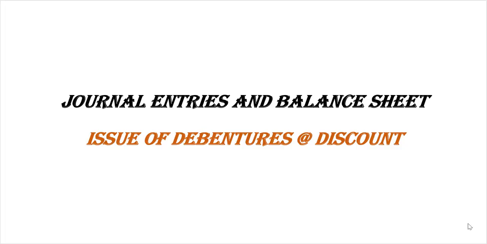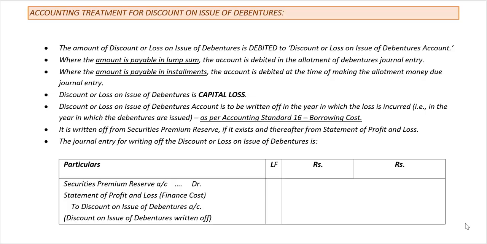Hi, in this video we will discuss the journal entries as well as a balance sheet when debentures are issued at discount. We will also solve an example sum on the same topic. First, let's look at a few important points.